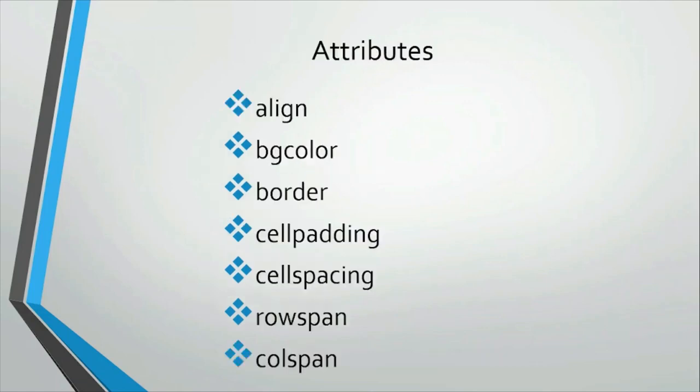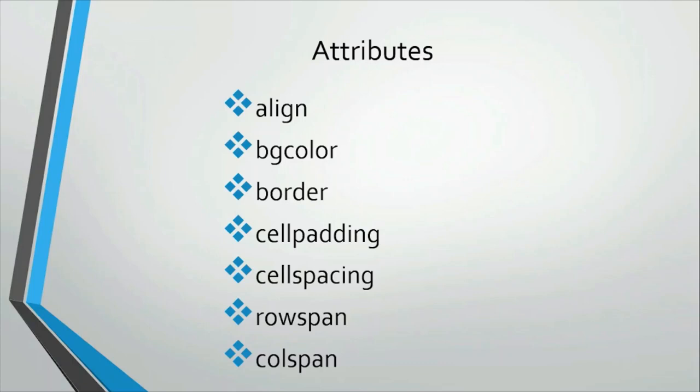Now let us have a look at the attributes used inside the tag. The attributes are used to modify the default element types. Here are some of the attributes used in table, tr, th and td tags. The first attribute is align. Align is used to place the content left, right, center or justify inside the table cell. By default it is center. And bgcolor is used to specify the background color of the table. By default it is white.